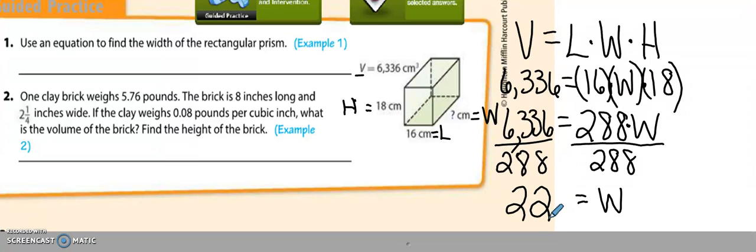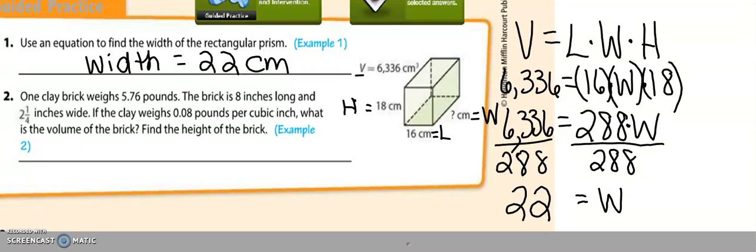W equals 22. So I don't usually leave my labels inside my equations. It confuses me, but at the end you always want to make sure you label. So I have the width equal 22, and we know that width is a linear measurement, so it's centimeters. It's to the first power. Area is squared, volume is cubed. Width, height, length are all to the first power.